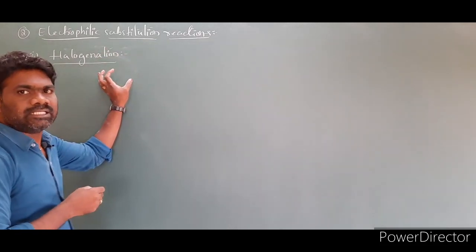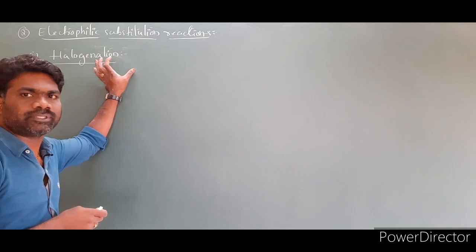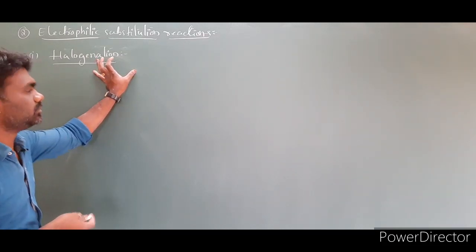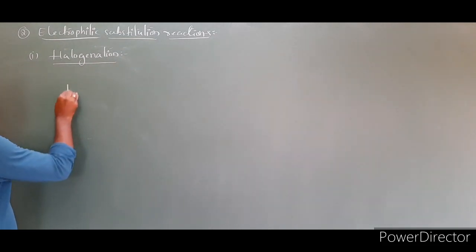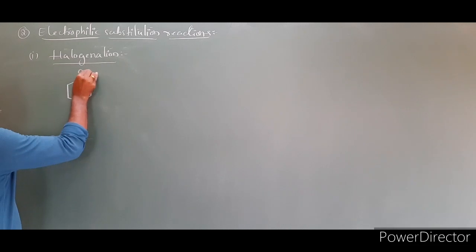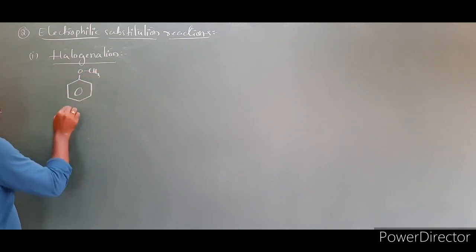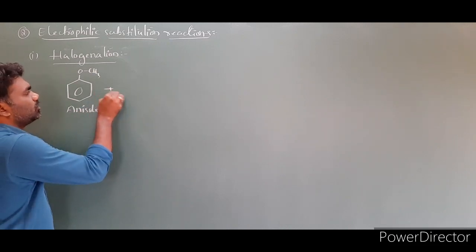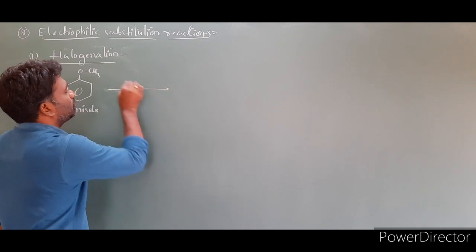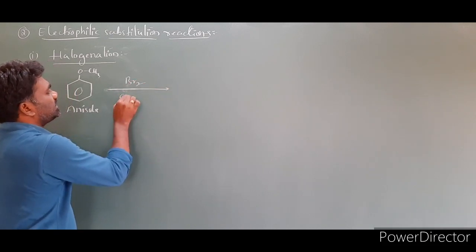Bromine reacts with anisole in acetic acid to form para-bromoanisole and ortho-bromoanisole. Let us write the equation. I am taking anisole. Anisole is nothing but a benzene ring with an OCH3 group. This compound is called anisole. Anisole reacts with bromine in acetic acid.